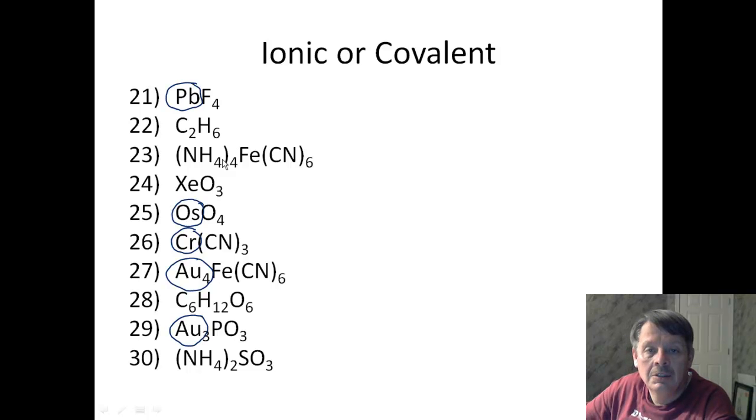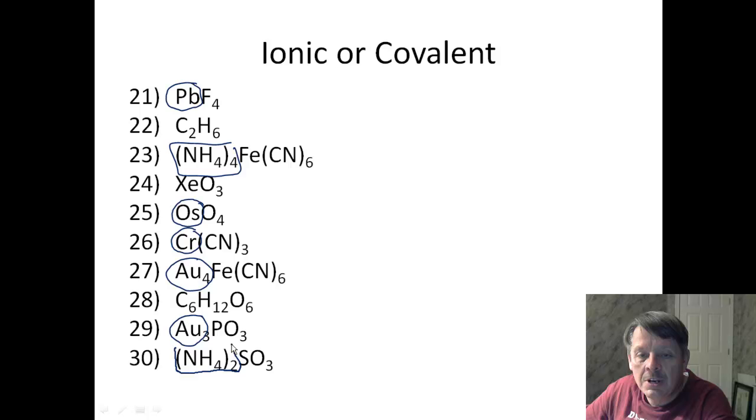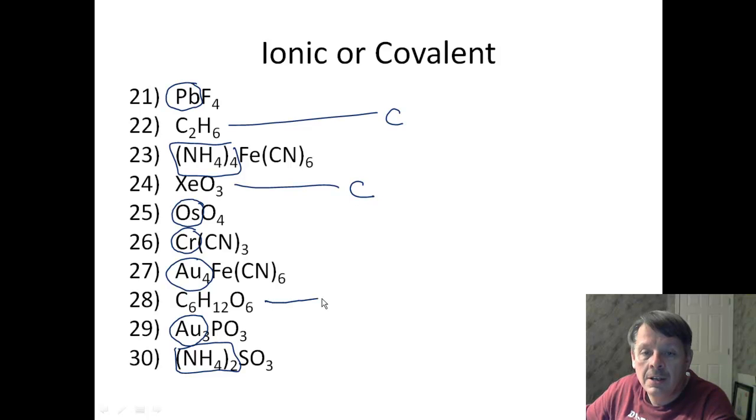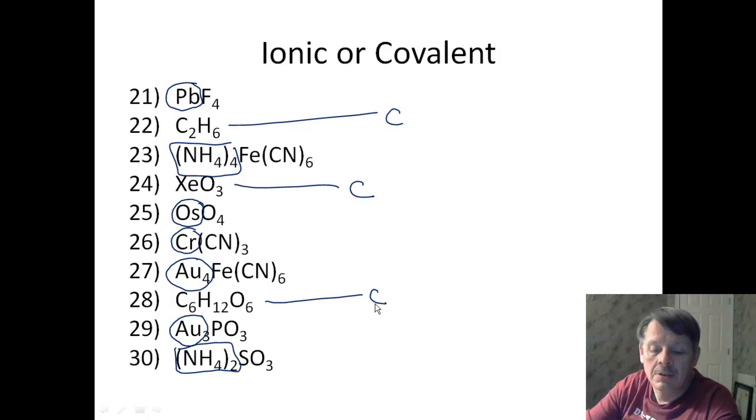Aha! Notice these guys, these are tricks. NH4 is treated as a metal, it's going to be ionic. So those are both metals. So the ones that are not, something that's covalent is C2H6, and xenon trioxide is covalent, and sugar is covalent. And the rest of them are all ionic, because they all start with metals or with ammonium, which is NH4.